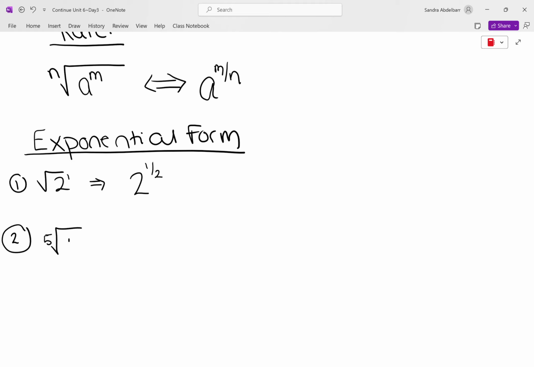Okay, let's say I want us to change the fifth root of x squared to exponential. How am I going to change the fifth root of x squared to exponential? Well, my radicand becomes my base. Is that index my numerator or my denominator of my exponent? The denominator. So it's going to be x raised to the 2/5 power.